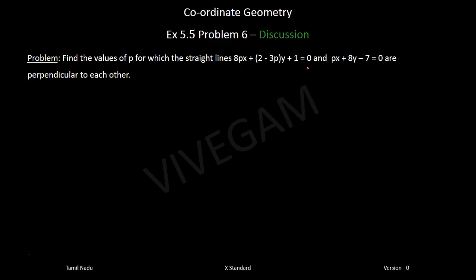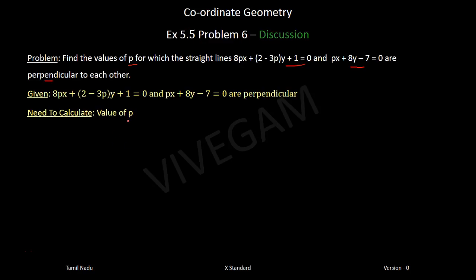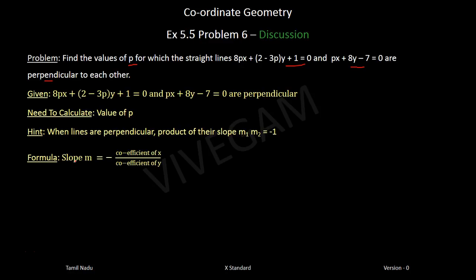So what is given here? Anyway, let's mark it. As a practice, we should get into this. Marking what is given. The lines are given and they are perpendicular to each other. We are asked to find the value of p. When the lines are perpendicular, the product of their slopes m1, m2 equals -1. This is a key principle on which we need to work. Formula: slope m equals negative coefficient of x divided by coefficient of y.